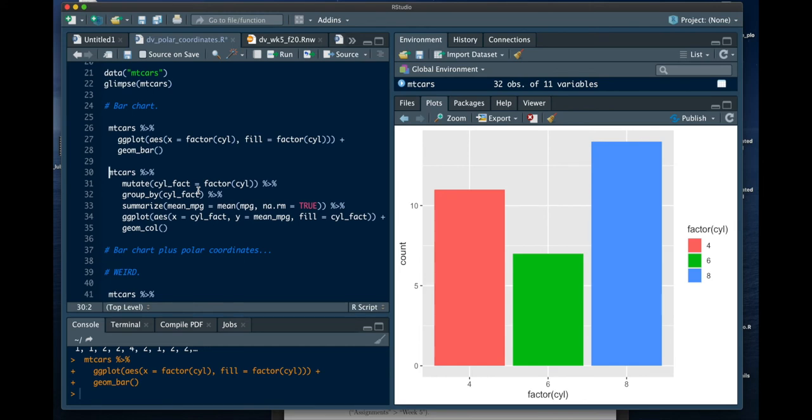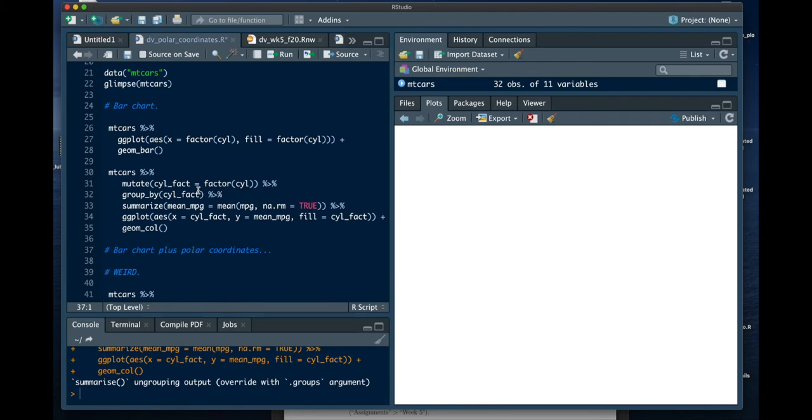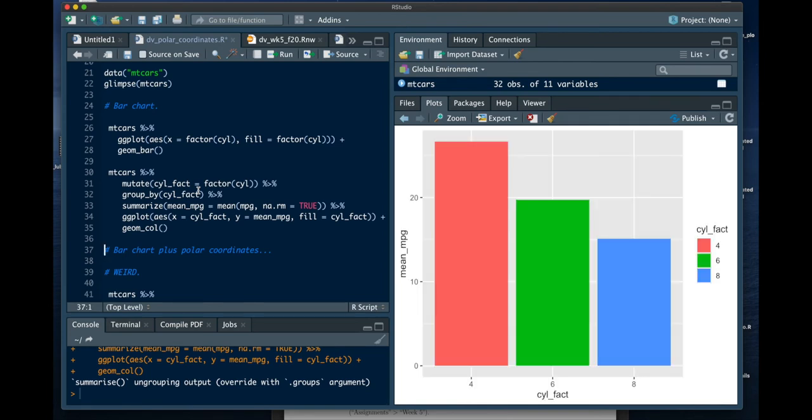Let's see. We can do a slightly different form of a bar chart where we actually calculate a statistic as well. Where we say, hey, let's figure out what the mean miles per gallon is per car that has four cylinders or six cylinders or eight cylinders, right? Now, this should make sense if you know even the first thing about a car. The larger the engine and the more cylinders it has, the less fuel efficient it will be on average, which means that a four-cylinder engine is a smaller engine and it will be more fuel efficient on average.